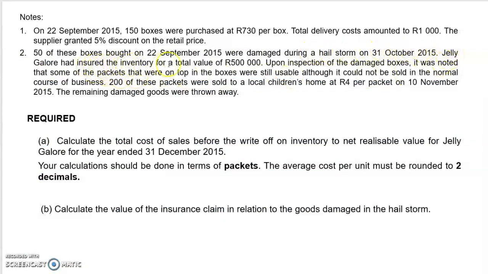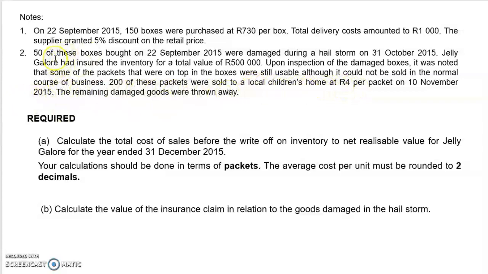Jelly Galore had insured the inventory for a total value of 500,000. Upon inspection of the damaged boxes, it was noted that some of the packets that were on top in the boxes were still usable, although it could not be sold in the normal course of business. 200 of these packets were sold to a local children's home at 4 Rand per packet on 10 November. The remaining damaged goods were thrown away.